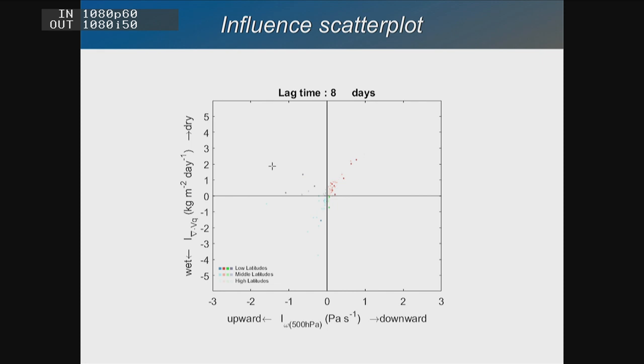Here's the scatter plot. So this is now an influence function scatter plot as it develops in time. It's usually consistent, right? The big cross is if you heat in situ, right? So that's not consistent, as I showed. But most source regions will give you a consistent picture between those two measures.